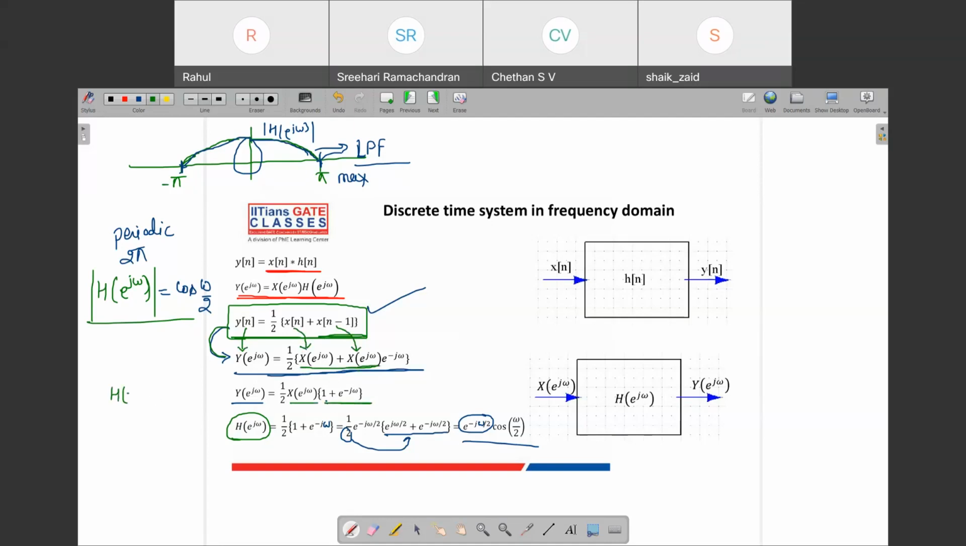Now H of e to the power j omega is equal to Y of e to the power j omega divided by X of e to the power j omega. So just take this in the denominator here. On the right side, you'll be left with 1 by 2 and this term. Okay. Now is it clear? Yes, sir. Okay. And omega by 2, omega by 2.